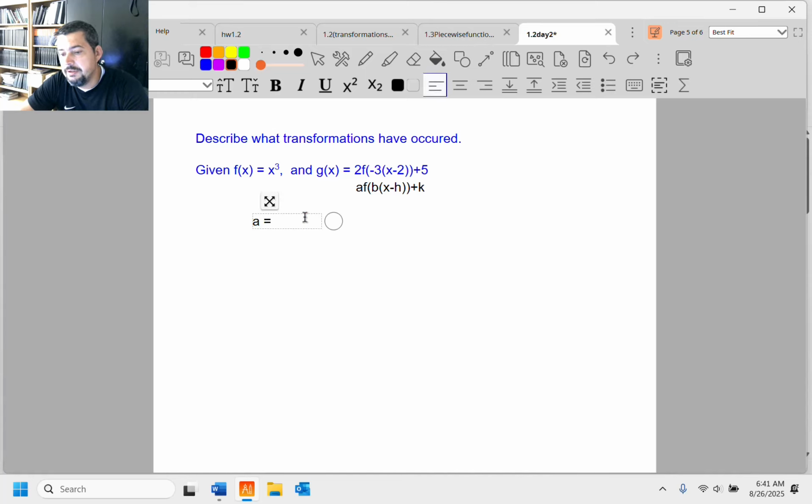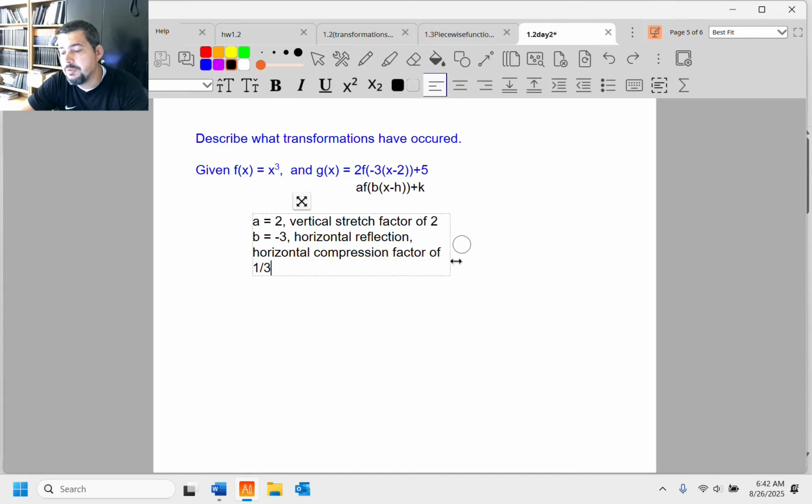So a is 2. We have a vertical stretch factor of 2. Easy peasy lemon squeezy. B is negative 3. We have a horizontal reflection. There's a negative symbol in there. And we also have a horizontal, not stretch, compression factor of 1/3, which means it's 1/3 as wide as it was originally.